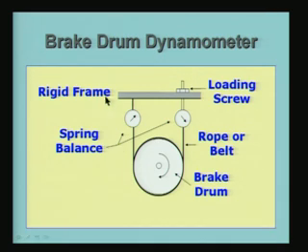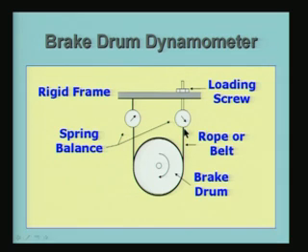For example, we have a brake drum dynamometer, which is a very simple instrument. So what we have done is we have a rigid frame, and this is the brake drum, which is driven by the shaft. The shaft is driven by the engine, which I want to test. So on the brake drum I have either a belt or a rope, which can go round several times. It is not necessary to have it go just once, it can go round several times, and it is attached firmly to the rigid frame on the left side here, with a spring balance. On the right side I have a loading screw, so that I can increase or decrease the tension by turning the screw. So you can load the thing.